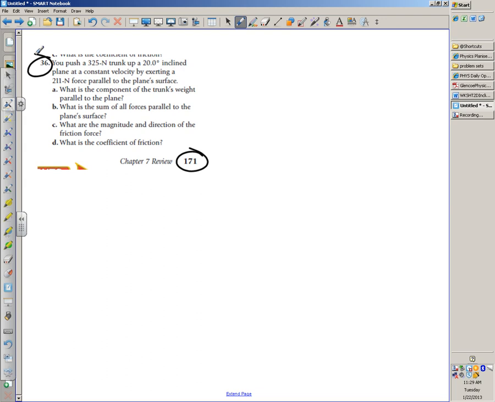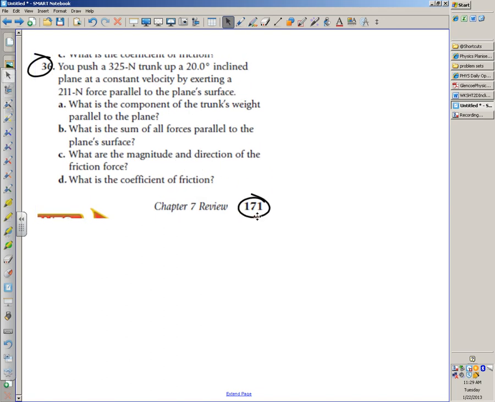Then there are 4 parts, but one of the things I don't necessarily like about your book is that they give you these 4 parts instead of just saying, hey, solve for this. So I'm going to break protocol a little bit. Instead of starting with what we are looking for, because there are 4 things this question is asking you to look for, let's jump straight ahead into things that we know.